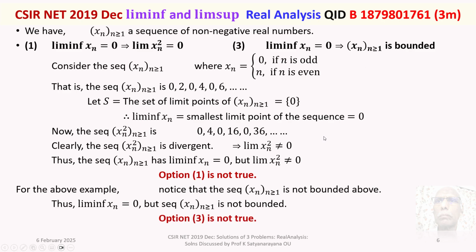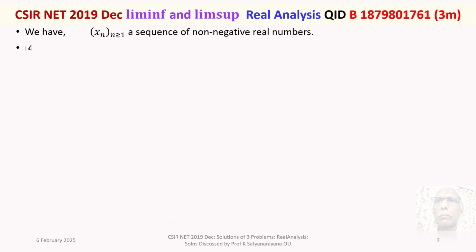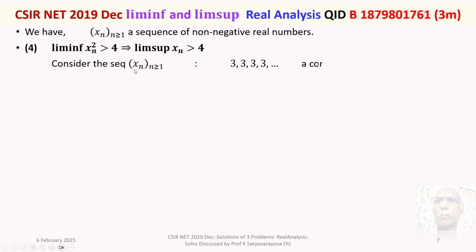Summarizing all the options, there is one more option, option 4. Limit inferior of Xn square is greater than 4 implies limit superior of Xn is also greater than 4. We consider a counter example. Consider the sequence Xn that is 3, 3, 3, 3, a constant sequence. That means Xn is 3 for all n.